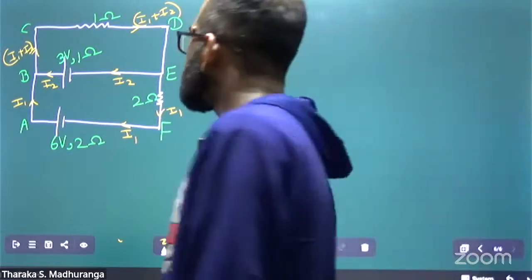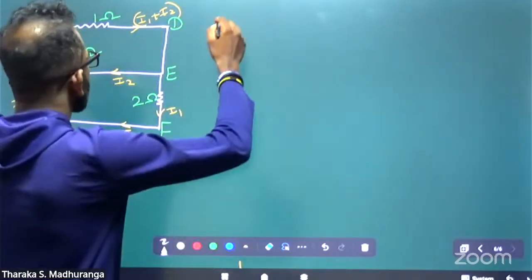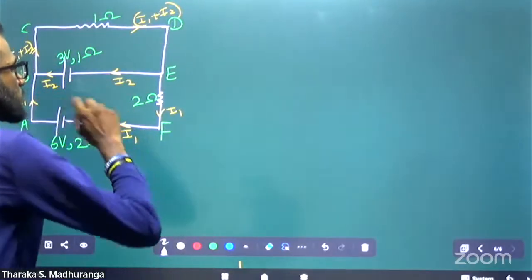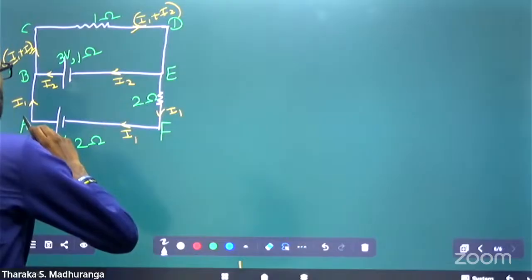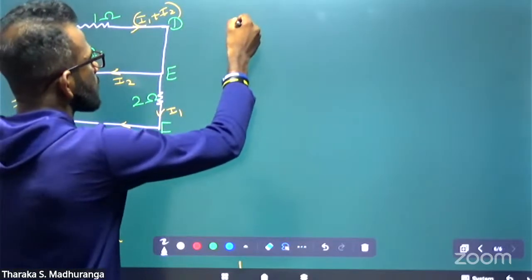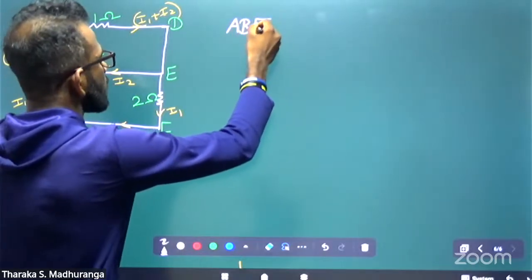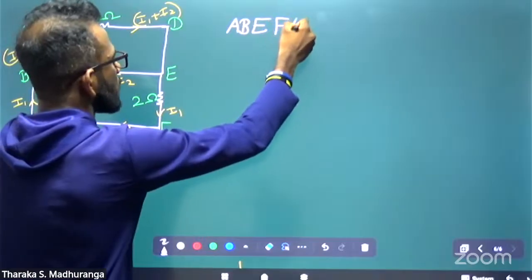Okay, that's the circuit. What is your first step? Write the loop coordinates. We can write A, B, E, F, A first. My first loop is A, B, E, F, A loop.